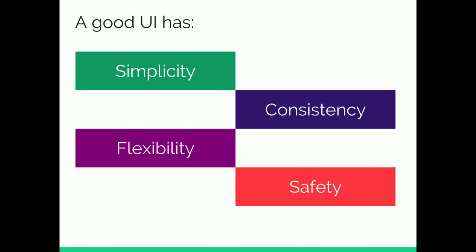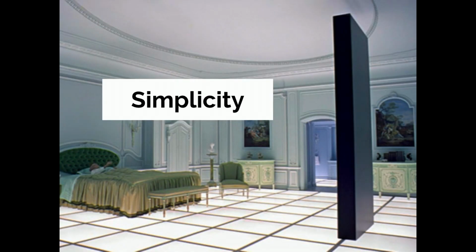If you study usability, maybe you can summarize UI qualities into 4 values: simplicity, consistency, flexibility, and safety. Each of these values have inside them many heuristics, many qualities that you can apply, and we'll talk about them. First of all, simplicity.